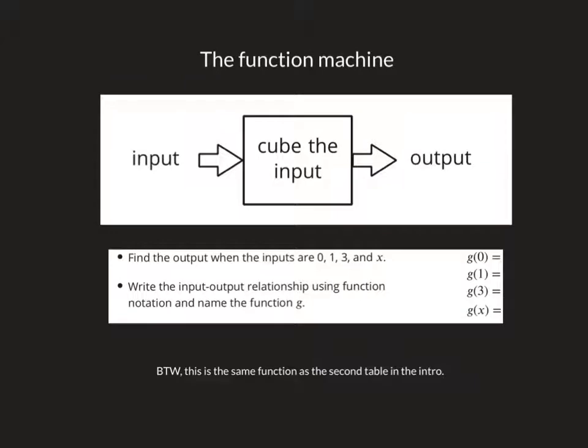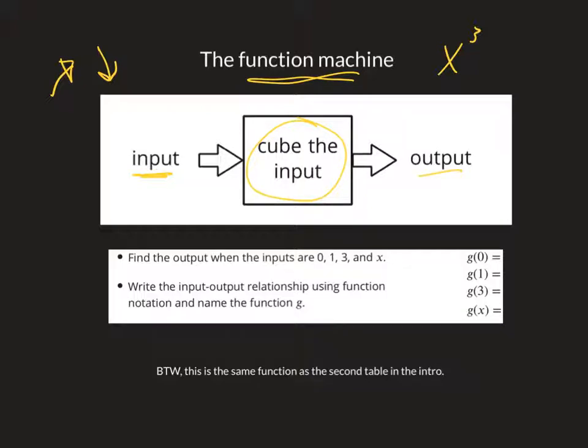So you want to think about functions like a machine. I always say like a soda machine, right? You put some coins in, you press a button, and out comes a drink. So the input goes into the rule, and the rule in this function machine is to cube the input, right? And to cube the input means we're going to raise it to the third power. And then that produces an output, right?